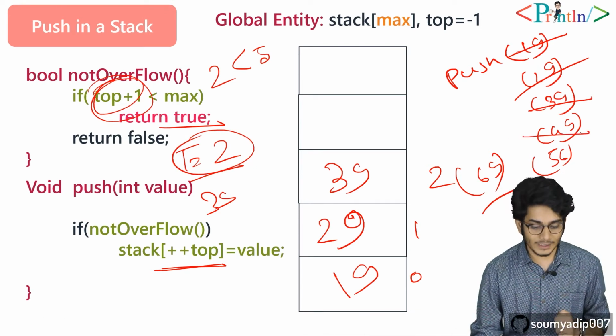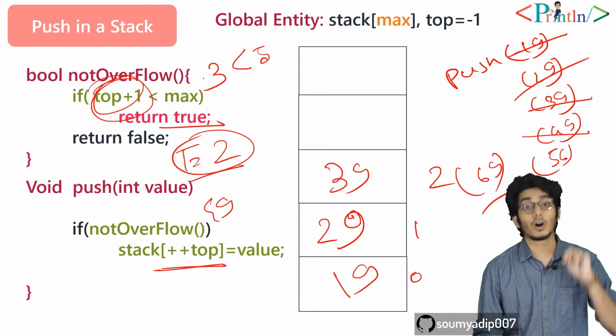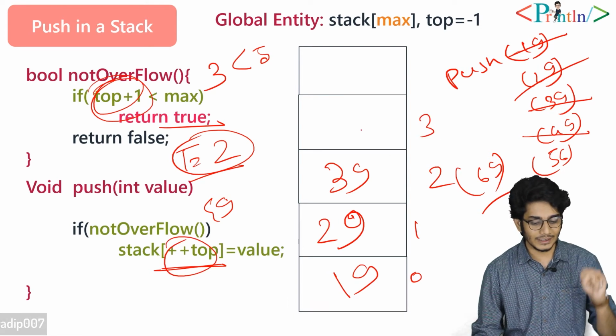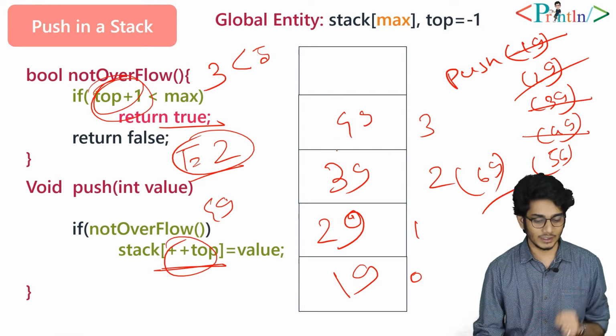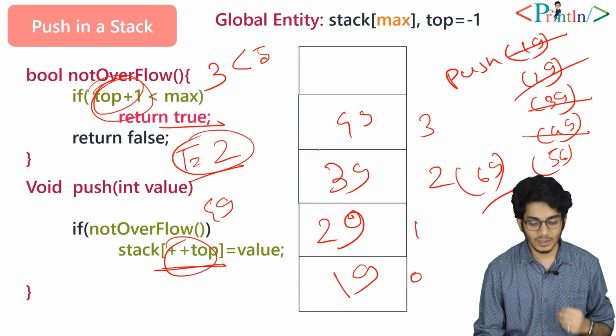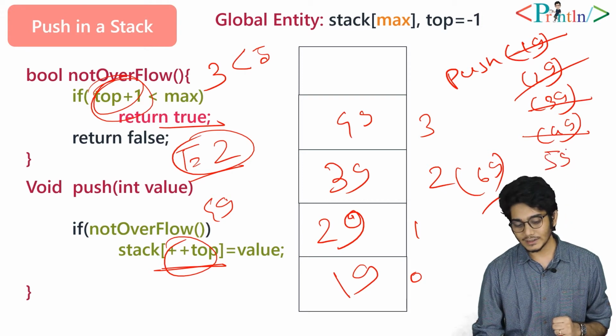If we call this for 49, what is the value of the top? That is 2. We'll again check 2 plus 1 is 3. 3 is also less than 5. So we'll increment the value of the top. It will be 3, and we'll insert 49 here. So we have successfully inserted 19, 29, 39, 49. Then we'll again call this for 59.